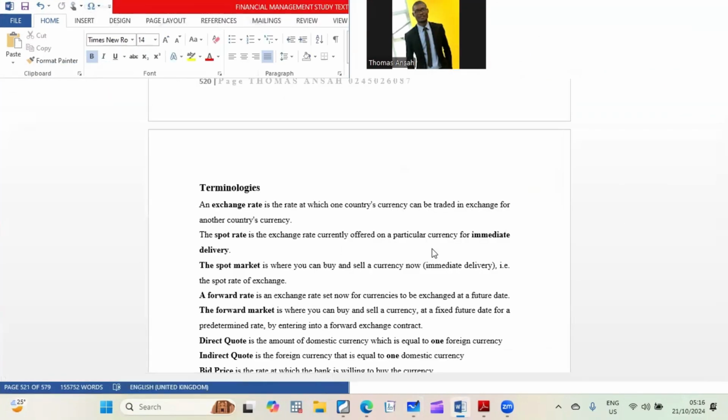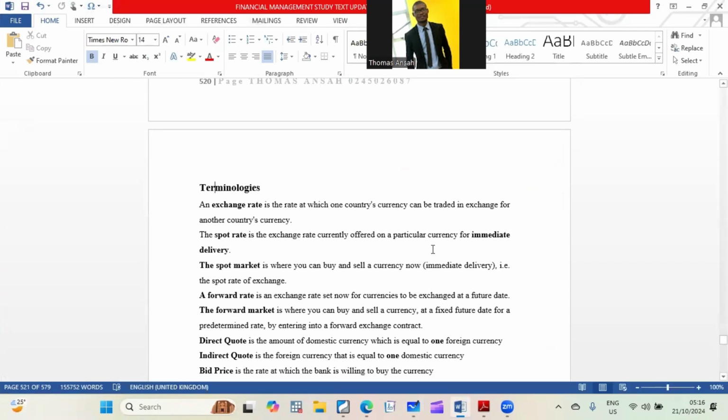Terminologies like exchange rate. You know the rate at which you can trade one currency for the other is the exchange rate. The spot rate is the exchange rate at the date of transaction. The day you are doing a transaction, the exchange rate available is the spot rate. And the spot market is where you can do your spot rate, where you can sell or buy currency. So let's say a forex bureau or something, or a bank, or yes, illegally a black market.